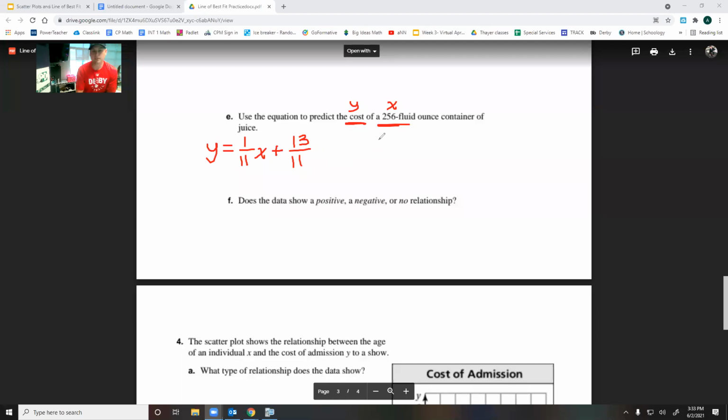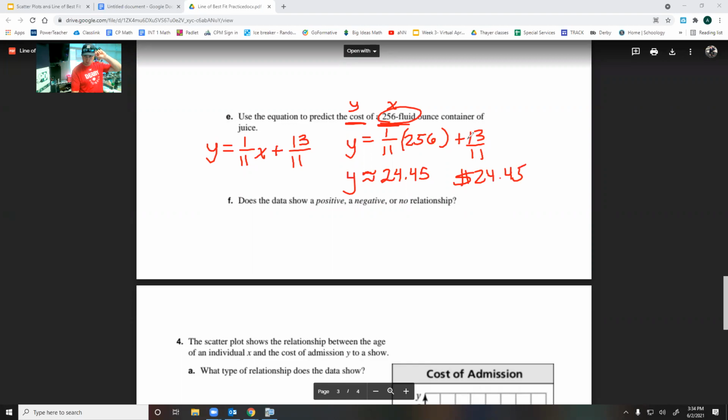All right, there's our equation, and they want us to predict the cost, which is the y value, when we have the x value of 256 fluid ounces. So we're going to plug 256 in for x, crunch the numbers, and predict a cost. Go ahead and let's do it. All right, letting the calculator do the heavy lifting, we came up with the approximate cost of $24.45 if you're going to buy a 256 fluid ounce container of juice. That's a lot of juice right there.